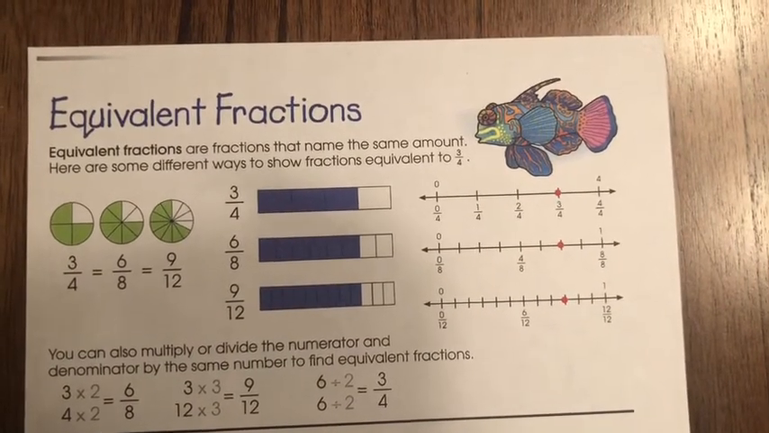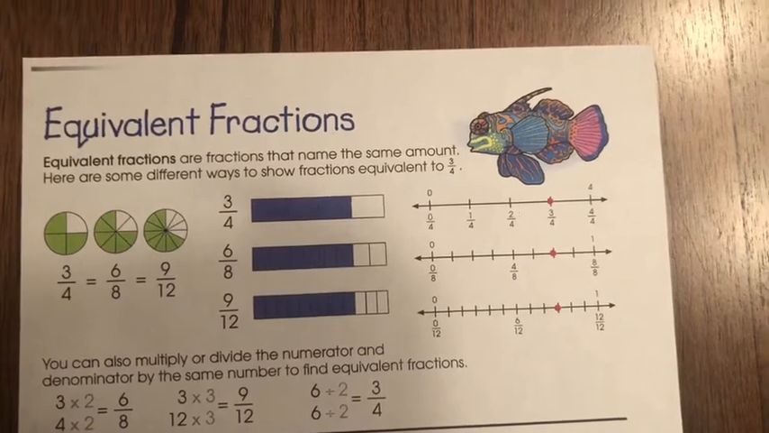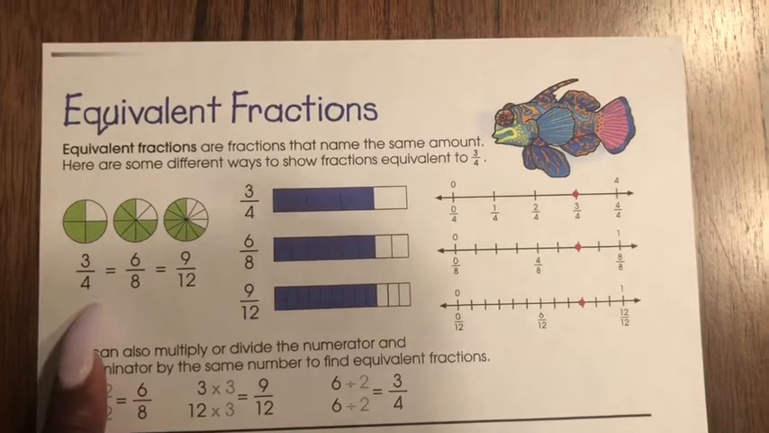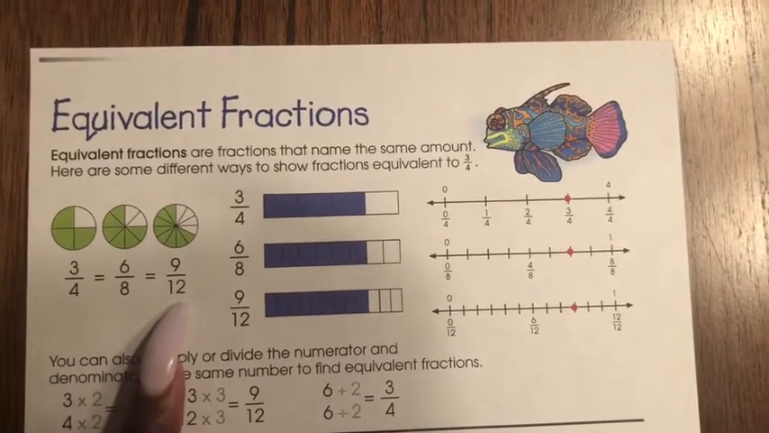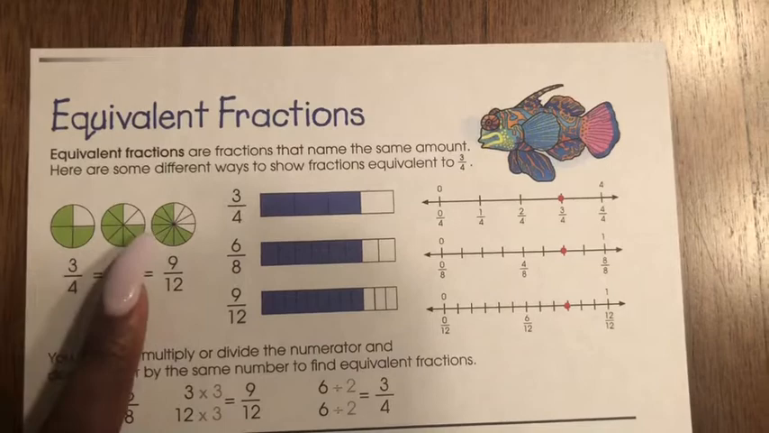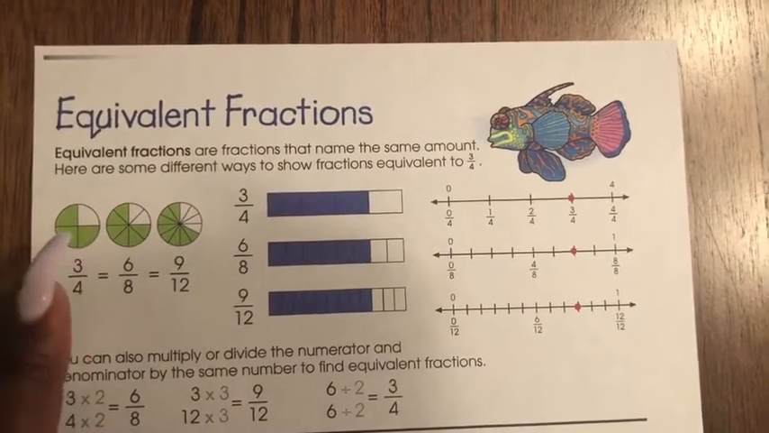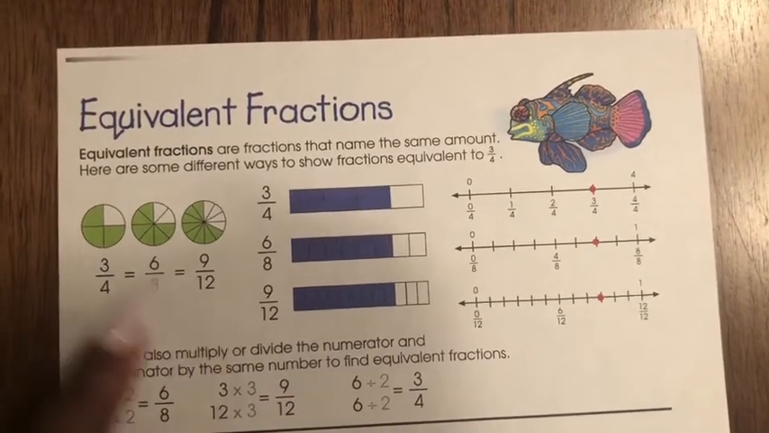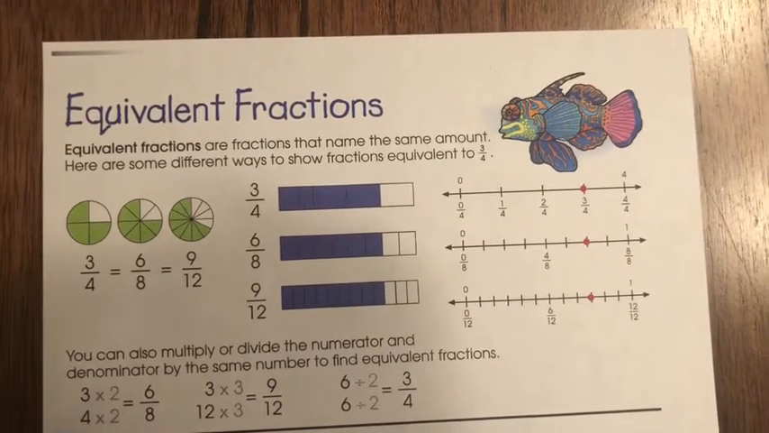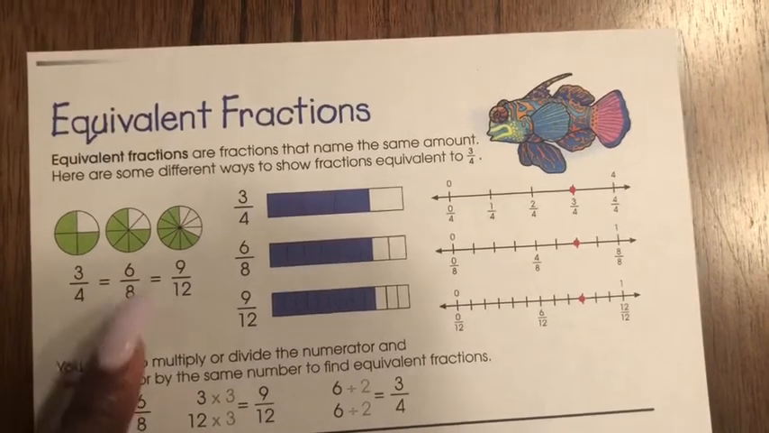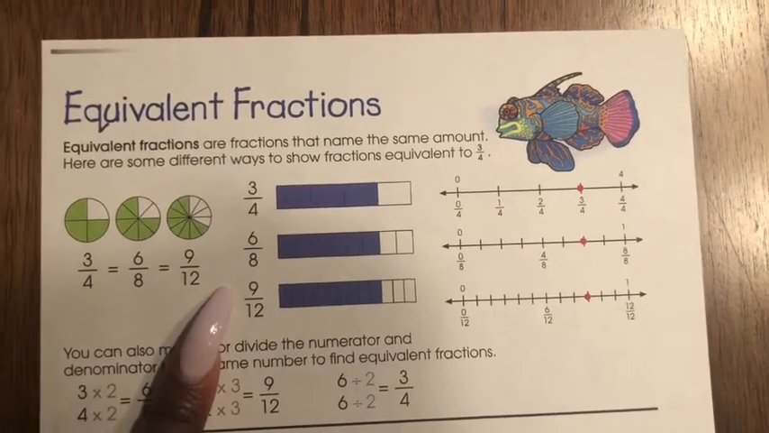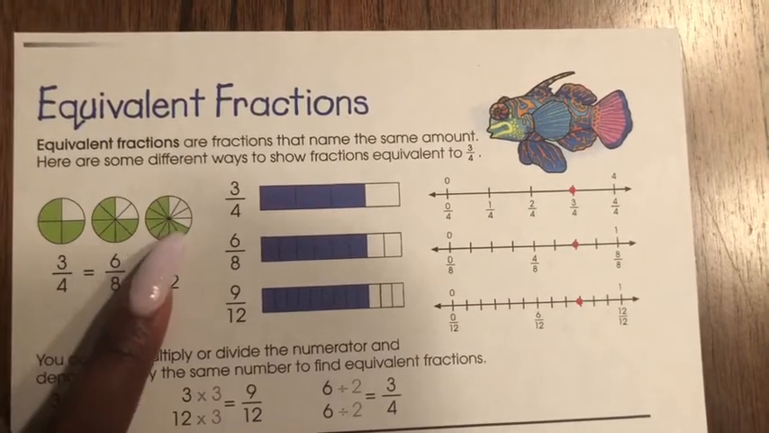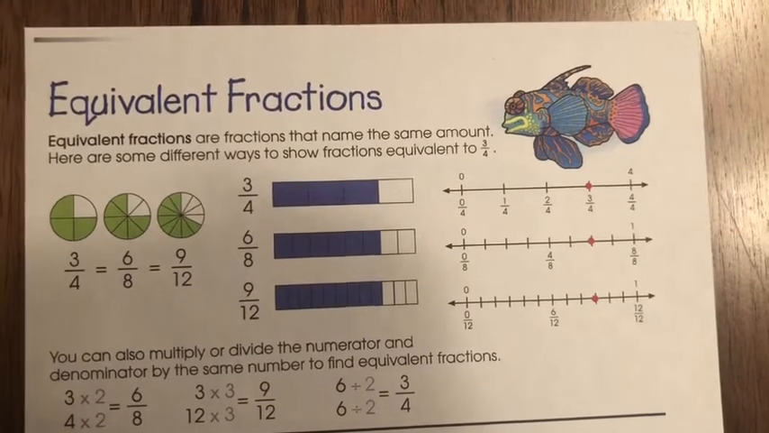Here are some different ways to show fractions equivalent to 3/4. So here we have the circles, and we have 3/4, and then we have 6/8, and we have 9/12. If you look at these, all of these circles are the same size, but they are partitioned a little bit differently. And partition is just another word for broken up. This is broken up into 4s, this is partitioned into 8, and this is partitioned into 12s. And so the same amount of each circle is shaded, and that is the reason why they are equivalent.